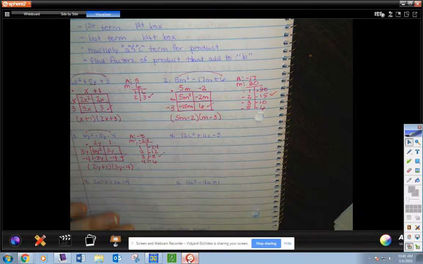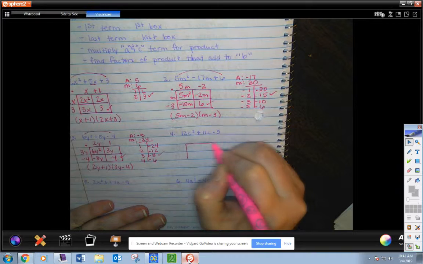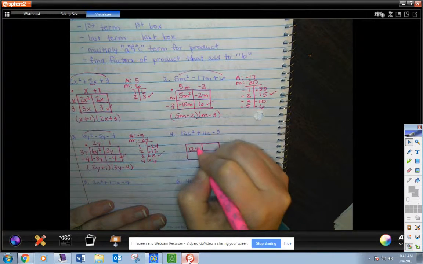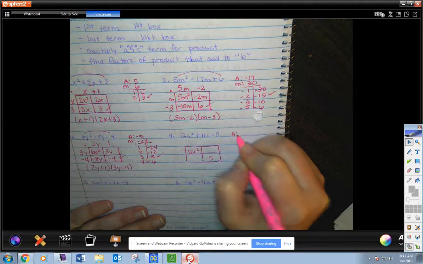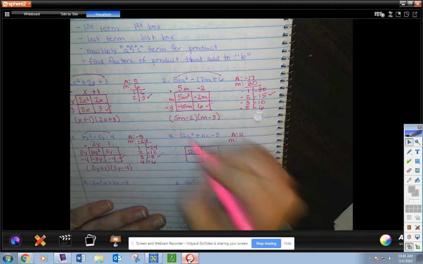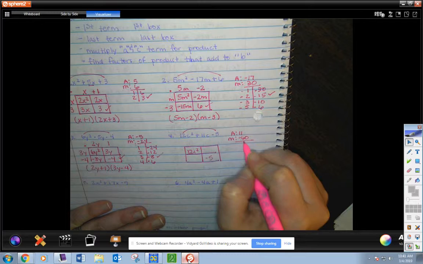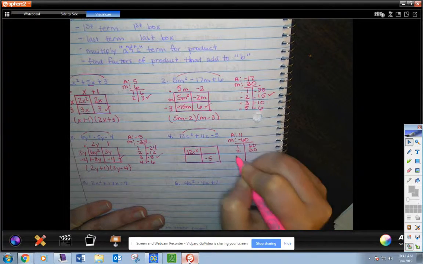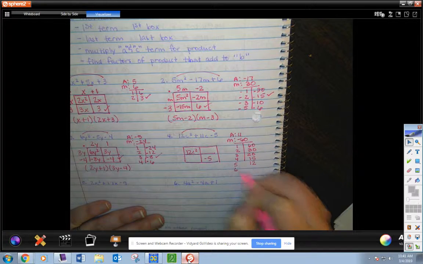Okay. For number 4, I have 12c squared plus 11c minus 5. I'm going to open up my box. First term, first box. Last term, last box. Okay, I must add to the middle, which is 11. I must multiply to negative 60. Okay, multiples of 60, I got 1 and 60, 2 and 30, 3 and 20, 4 and 15, 5 and 12, 6 and 10.